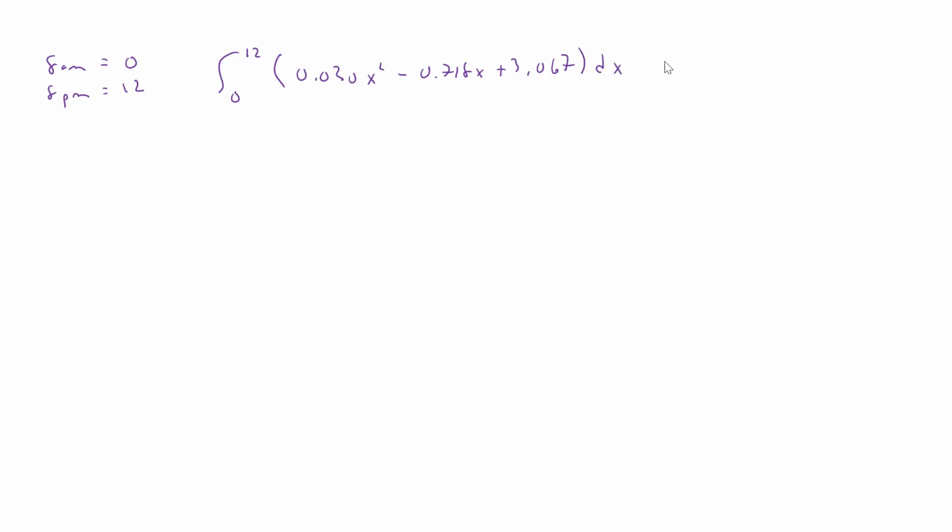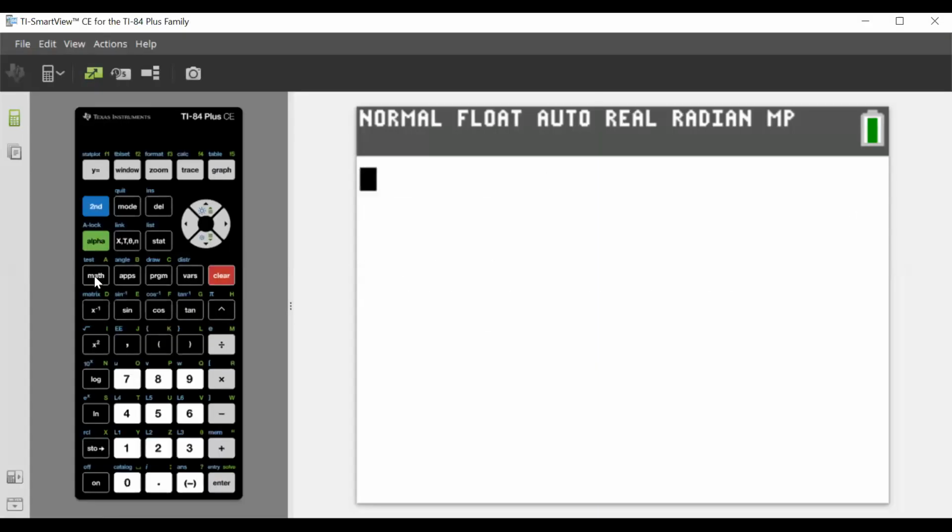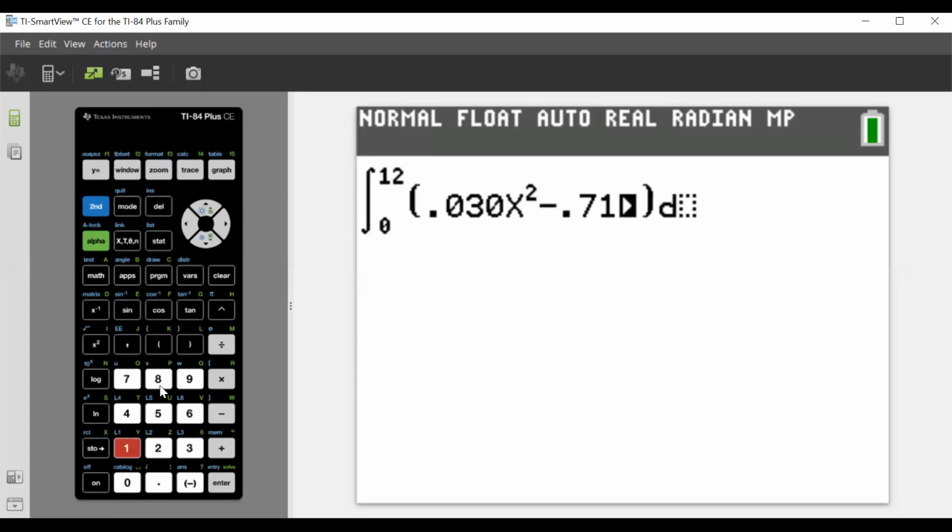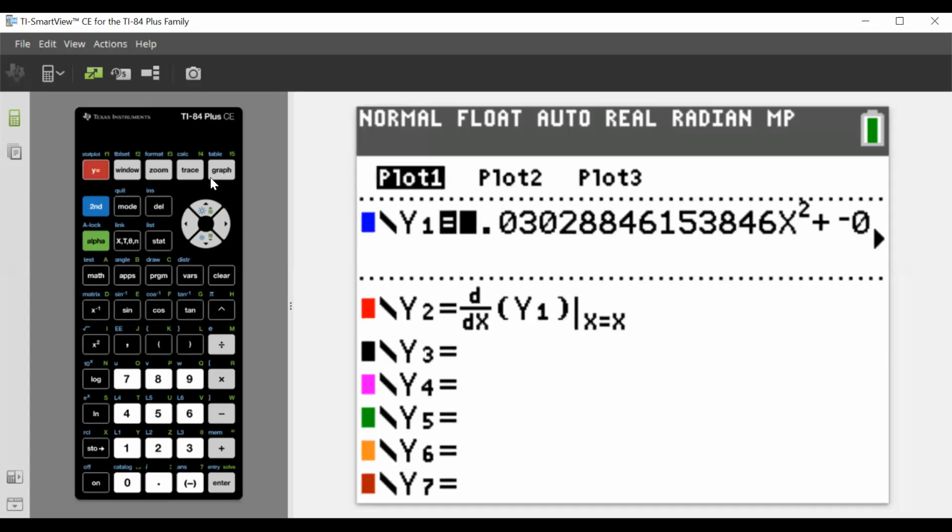And guess what? We can use our calculator again to do that. So let's plug it in. Let's clear that. Let's do our math. Number 9, 0 to 12 of, then we had 0.030x squared minus 0.718x, and then plus 3. Well, actually, you know what we could do? Did we get it in here? You know what? We can get a really exact answer here.